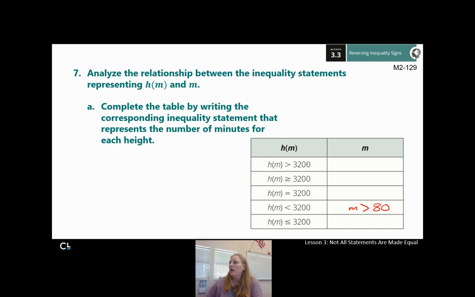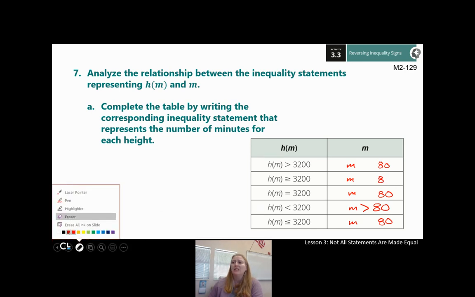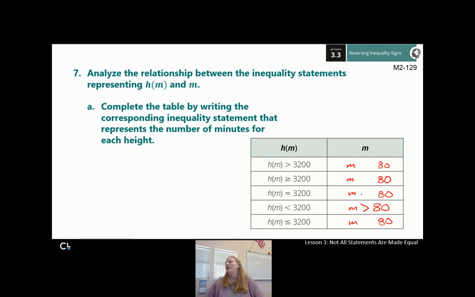All right, so since h of m never changed and 3,200 never changed, I'm feeling like the m is always going to be there, and the 80 is always going to be there. It's never going to change. Whoa, I can't even write 80. That's very sad. Let me get the eraser. It's just not pretty enough for me. I want it to be pretty. So I'll put an 80 right there. There we go. That's prettier.